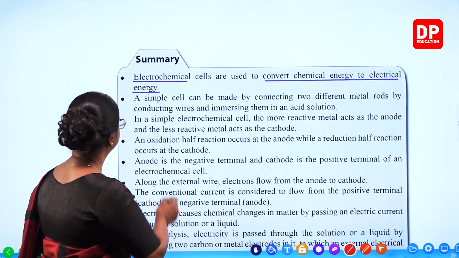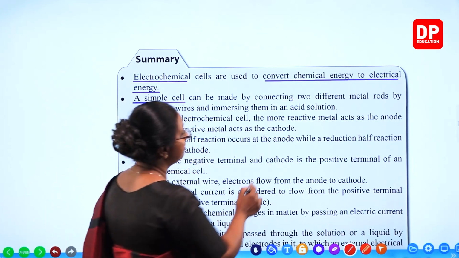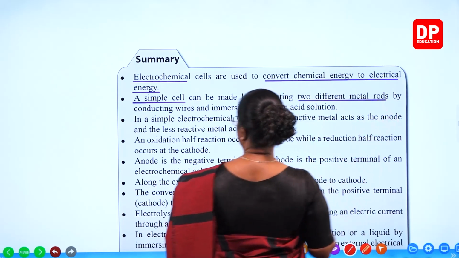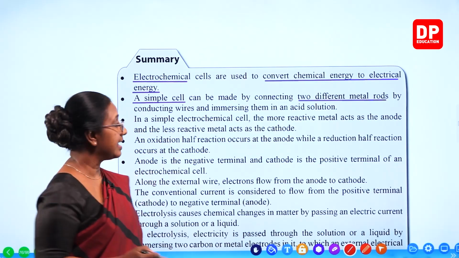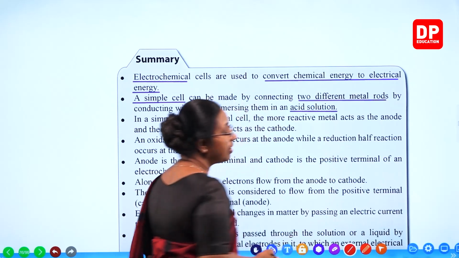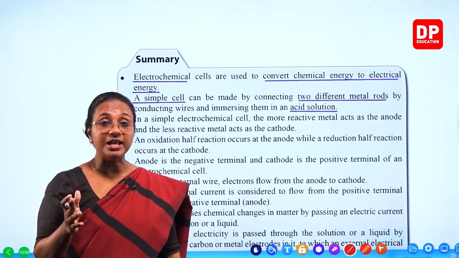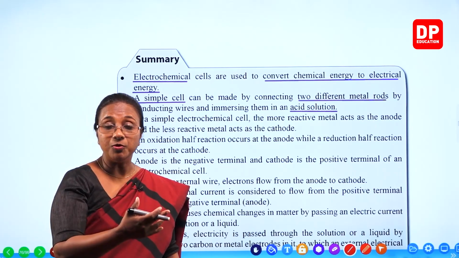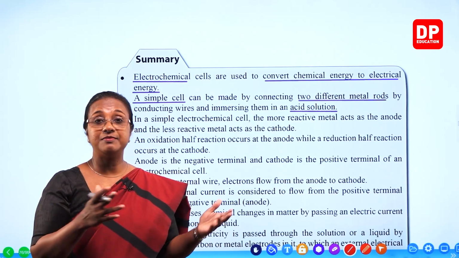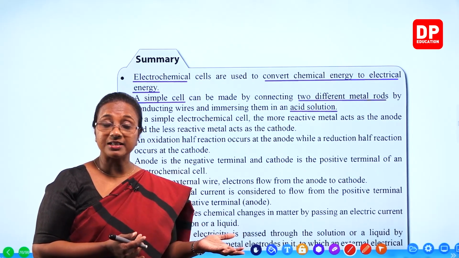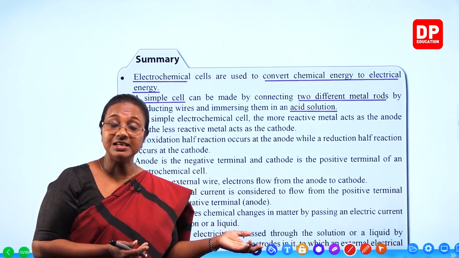Then a simple cell. A simple cell can be made by connecting two different metal rods by conductive wires and immersing them in an acid solution. Like I told you all, they have to be two different metals like copper and zinc. Why do they need to be different? Because one will be more reactive and the other less reactive. If it is zinc and copper, zinc is more reactive, so zinc will dissolve. That will undergo oxidation and will act as the anode.